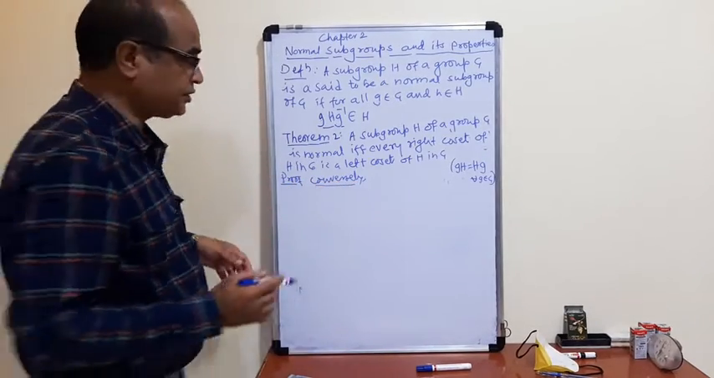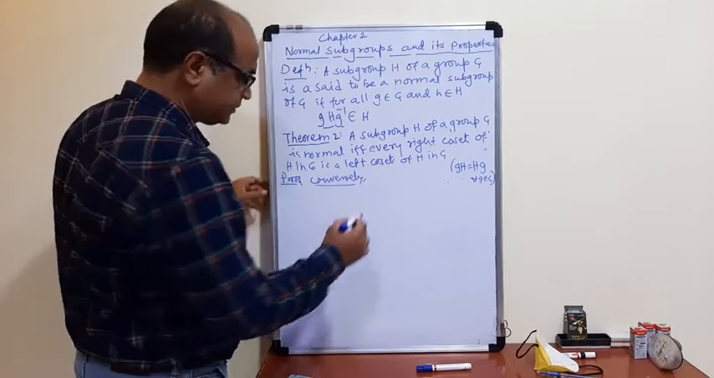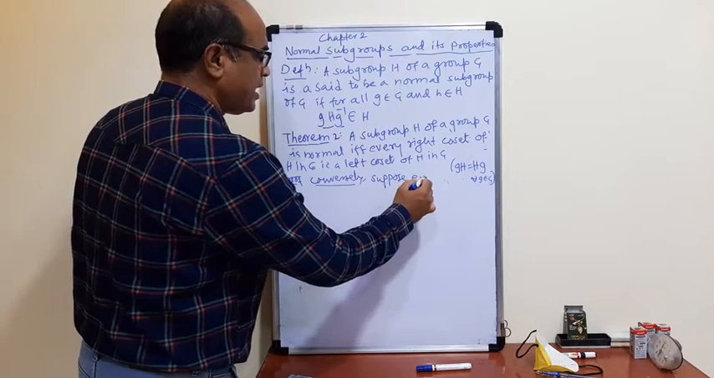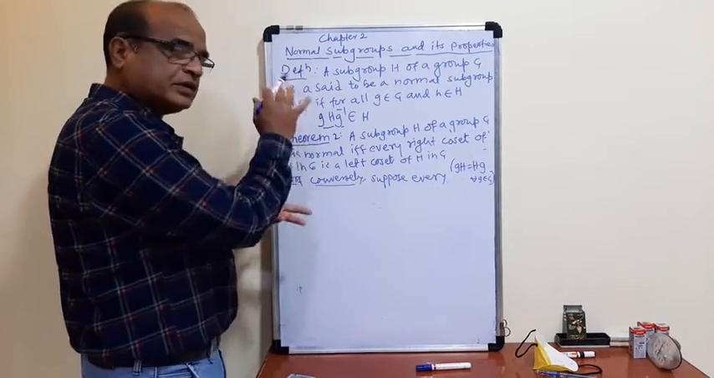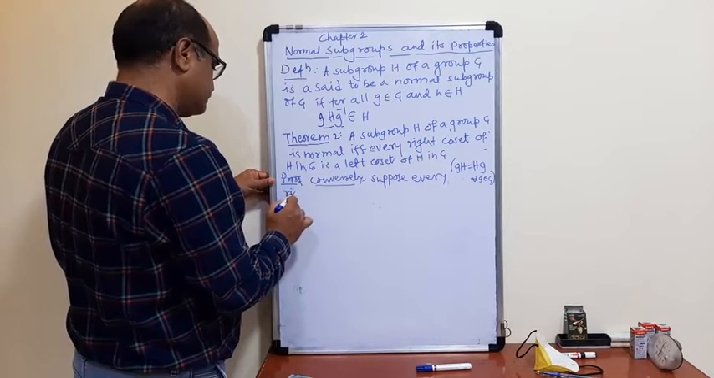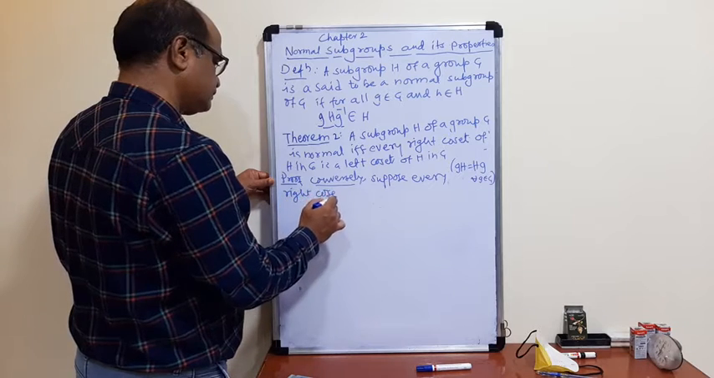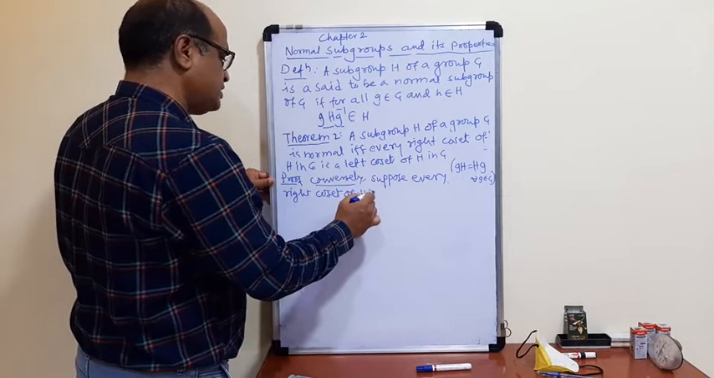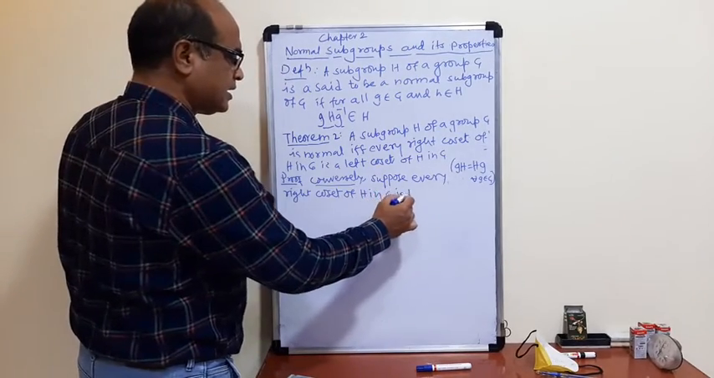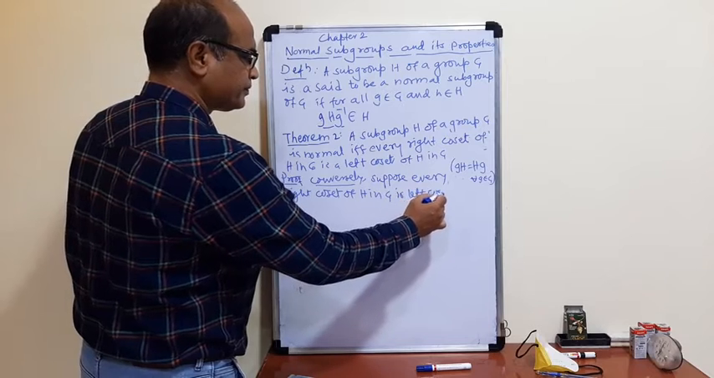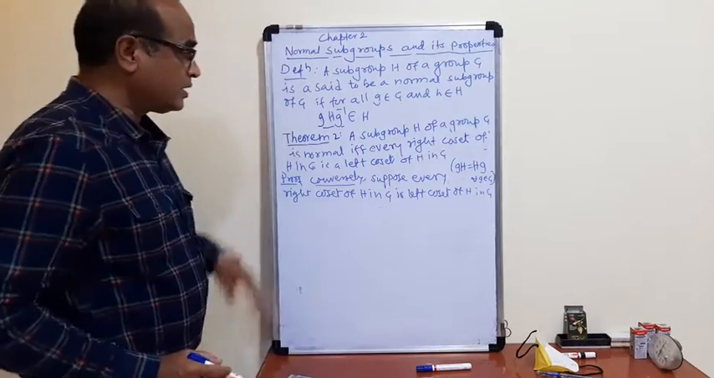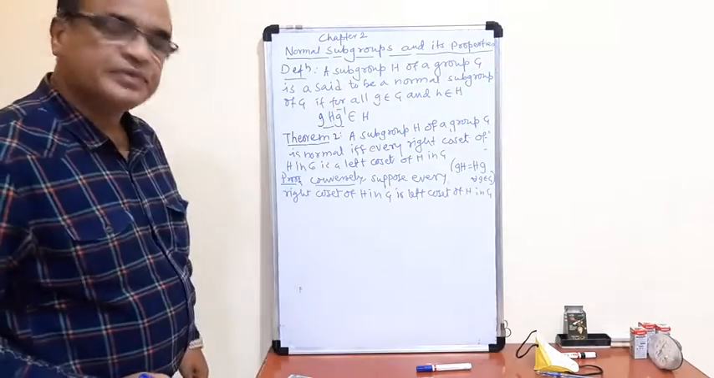Conversely, suppose every right coset of H in G is a left coset of H in G. This is the assumption taken here. Then we prove that H is a normal subgroup.